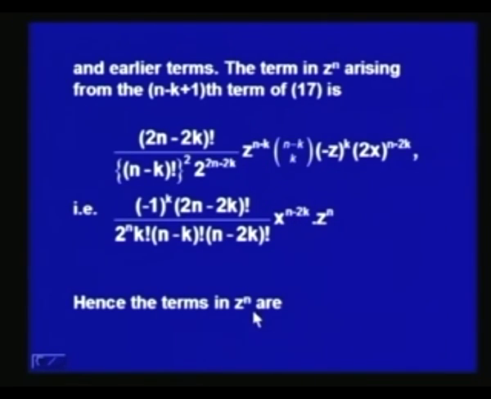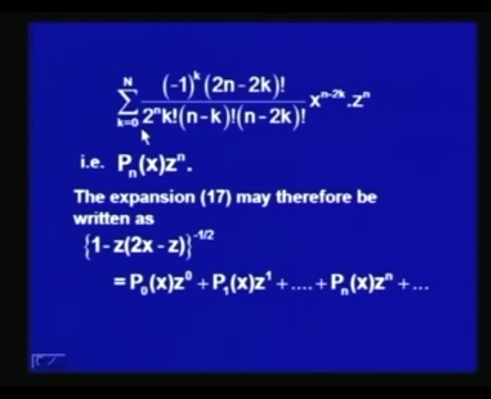Hence, the terms in z to the power n are sigma k equal to 0 to N, (minus 1)^k (2n minus 2k)! over 2^n into k! (n minus k)! (n minus 2k)! x^(n minus 2k) into z^n.